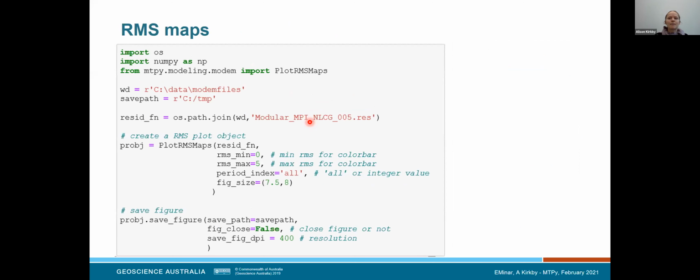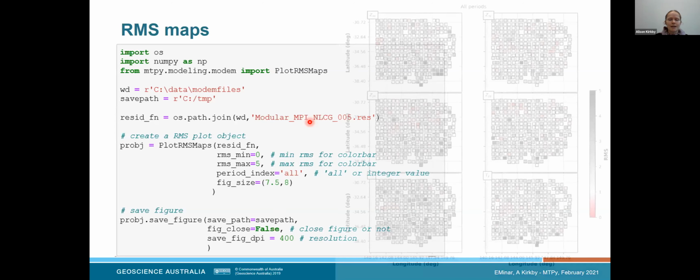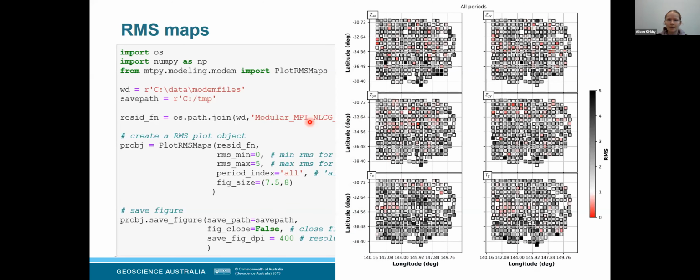Finally, RMS maps. This is the last example I'm going to show you. You can create a map of the RMS misfit across the different stations. The residual file name is what you need to provide, and then a minimum and maximum for the color bar. The period index of all averages the RMS over all periods, but you can choose individual periods if you want to see the misfit for individual periods. That will give you a plot with each of the different components showing the misfit.